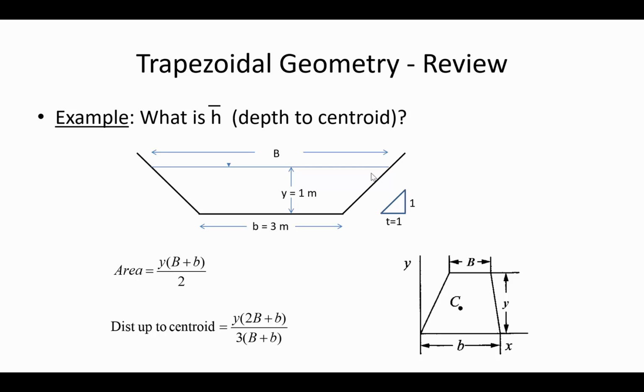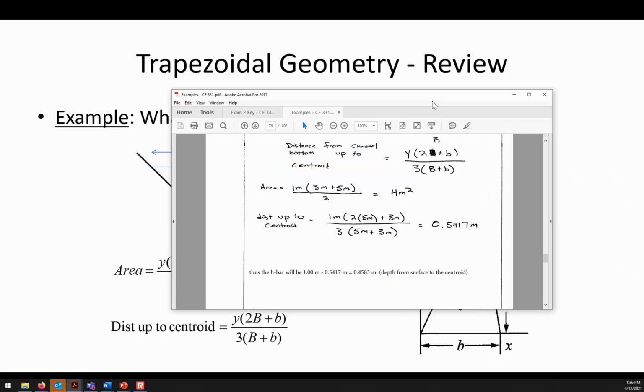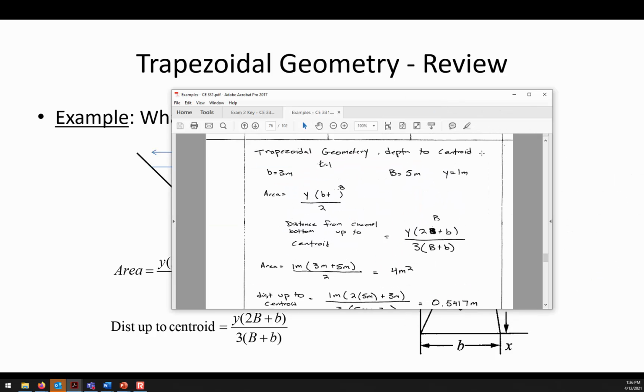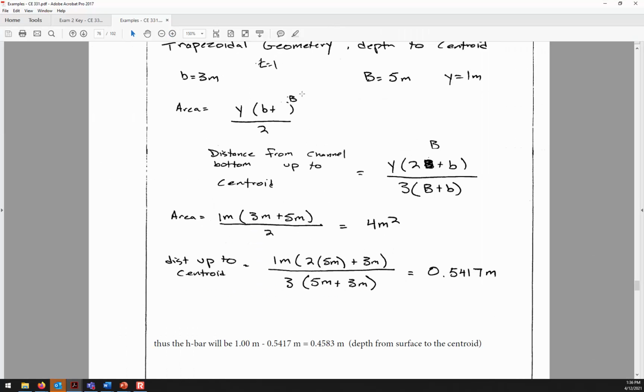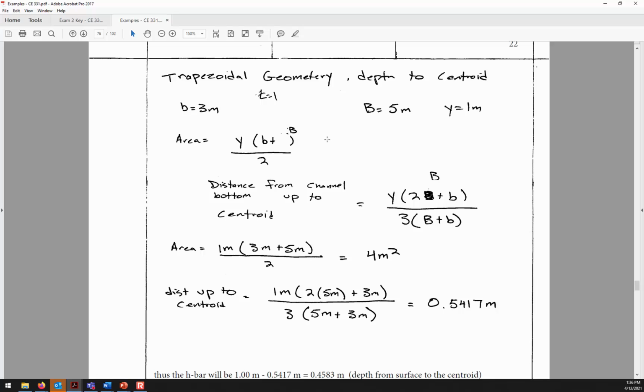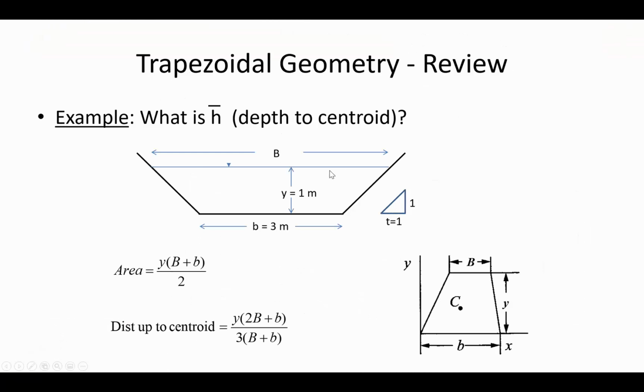So let me just, for these numbers, show you the way that you could apply this formula to find the depth of the centroid if you have a trapezoidal channel. So you can see the distance from the bottom up to the centroid for a channel that has a top width of 5 meters and a depth of 1. And that's maybe something that I need to emphasize here, that the top width is capital B and the bottom width is lowercase b.